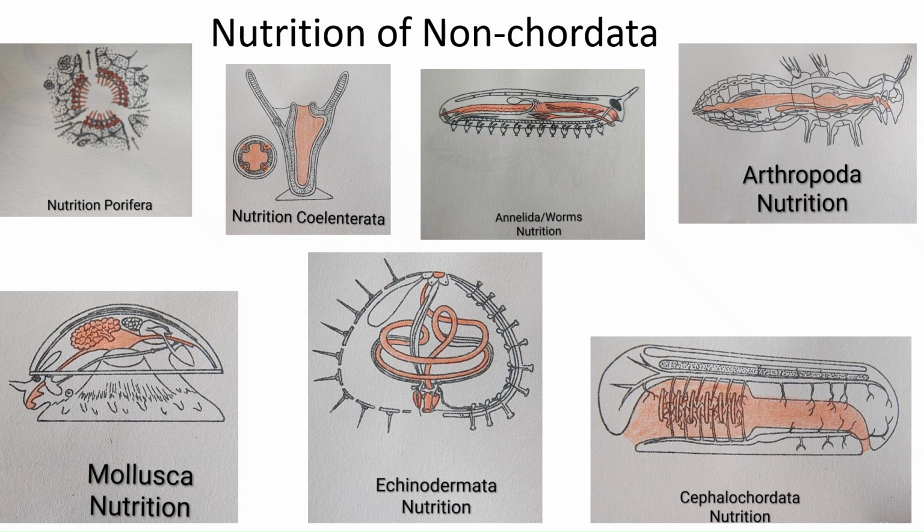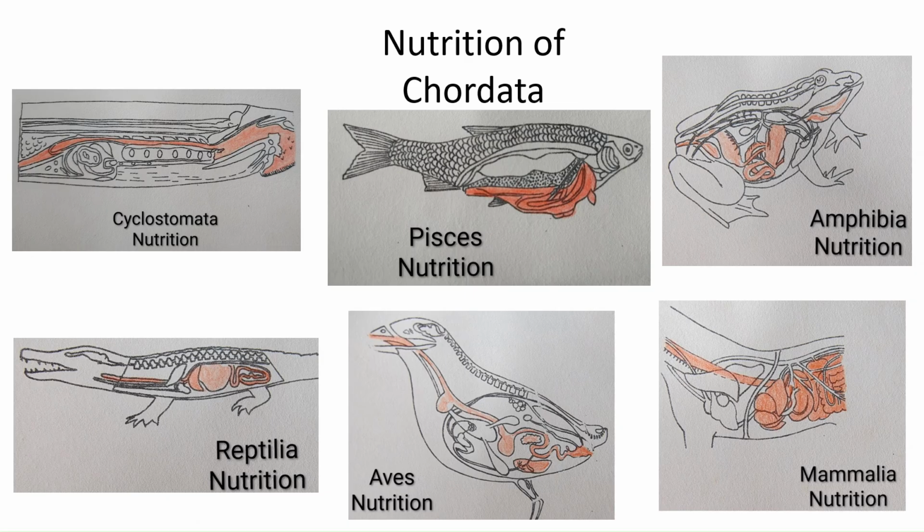Now, this slide gives you all the pictures of the nutrition of non-chordata. So you can see Porifera, Coelenterata, Annelida or worms, Arthropoda, Mollusca, Echinodermata, and Cephalochordata. This slide has the nutrition of chordata. So you can see Cyclostomata, Pisces, Amphibia, Reptilia, Aves, and Mammalia, the nutrition cards for that.